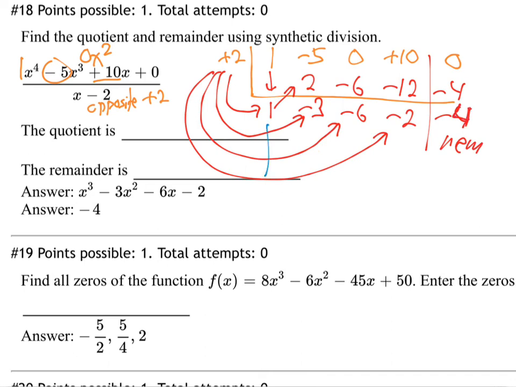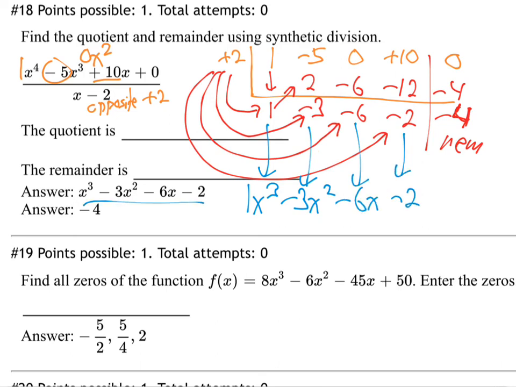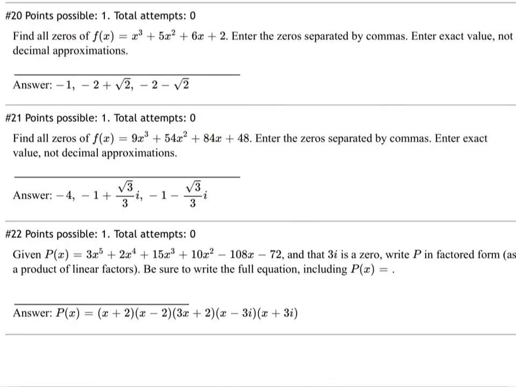What are the other spots now? We start, this is 1x cubed minus 3x squared minus 6x minus 2. There it is, remainder negative 4. Much nicer than the other way on that one.